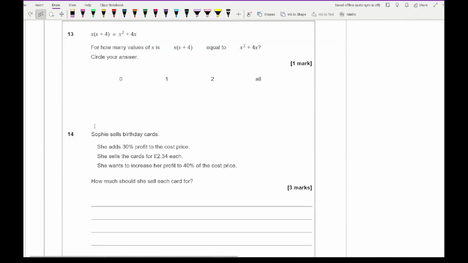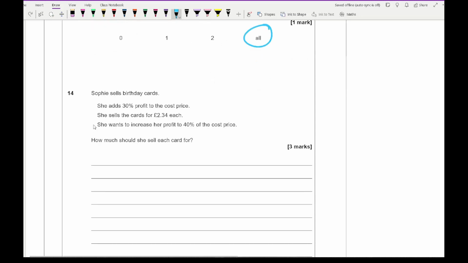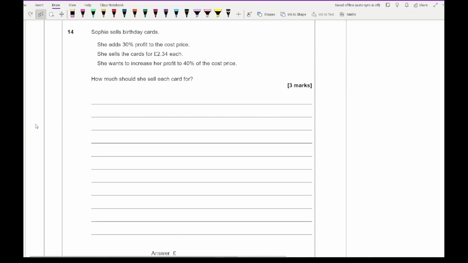So looking at question 13, it says that x multiplied by x plus 4 is an identity to x squared plus 4x. It says for how many values of x is x multiplied by x plus 4 equal to x squared plus 4x. Well, for this, it's going to be valid for all values. So not just a few, but for all of them. That's usually what identities imply.